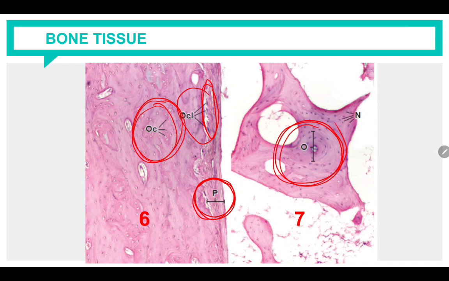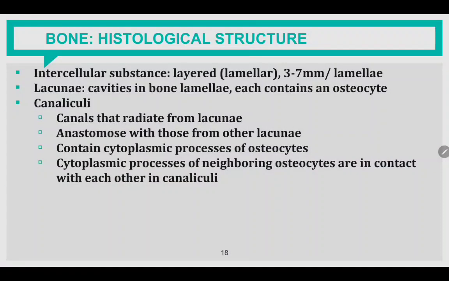Okay, so let's move on sa histological features of your bone. Your intercellular substances are layered, okay, or lamellar. They are 3 to 7 millimeters in size. The lacunae or the lacuna, these are cavities in the bone lamellae which each contain an osteocyte. The canaliculi, yung nabanggit ko sa inyo, are canals that radiate from the lacunae. Anastomose with those from other lacunae.